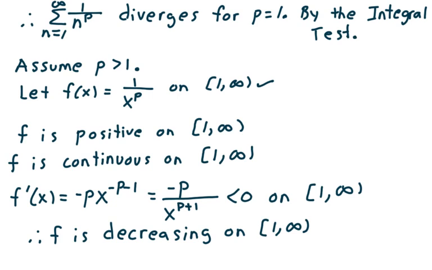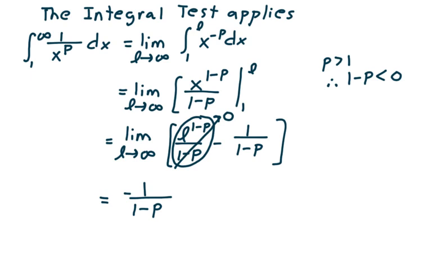Okay? So, from here, the integral test applies. And so, the integral from 1 to infinity of 1 over x to the p dx is the limit as L goes to infinity of the integral from 1 to L of x to the negative p dx. Right? And so this is the limit as L goes to infinity of x to the 1 minus p divided by 1 minus p evaluated from 1 to L. And remember, this is x equal 1 to x equal L, to remind ourselves where we're plugging in to. And so this is the limit as L goes to infinity of L to the 1 minus p over 1 minus p, minus 1 over 1 minus p.